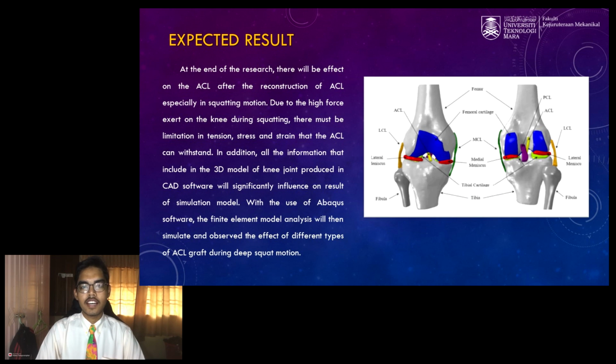Last but not least, at the end of the research, there will be an effect on the ACL after the reconstruction of ACL, especially in squatting motion. Due to the high force exerted on the knee during squat, there must be a limitation in tension, stress and strain that the ACL can withstand. In addition, all the information included in the 3D model of knee joint produced in CAD software will significantly influence the result of the simulation model. With the use of Abaqus software, the finite element model analysis will then simulate and observe the effect of different types of ACL graft during deep squat motion.